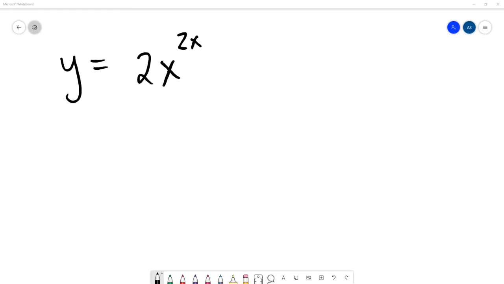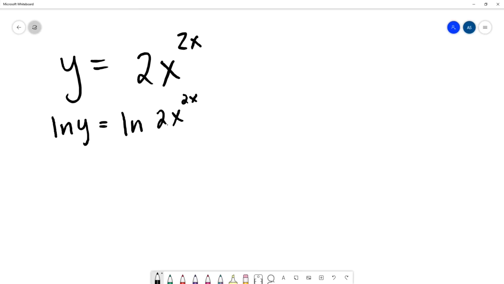For this question, we are given the equation y equals 2x to the 2x, and we want to use logarithmic differentiation to find the derivative of y. With logarithmic differentiation, we would take the log on both sides. We're doing a little bit of algebra first so that we get it in a format where it's easier to calculate the derivative.